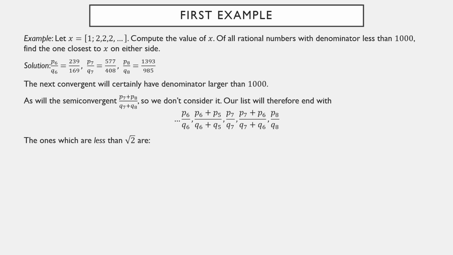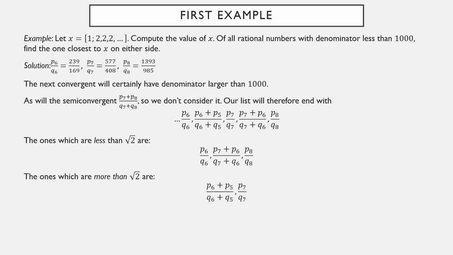The ones that are less than root 2, those would be convergents with even index or semi-convergents where the smaller index term is even. So it's P6 over Q6, or P7 plus P6 over Q7 plus Q6, or P8 over Q8. And the ones which are bigger will be the convergents of odd index or the semi-convergents whose smaller index is odd. And that's P6 plus P5 over Q6 plus Q5, and P7 over Q7.